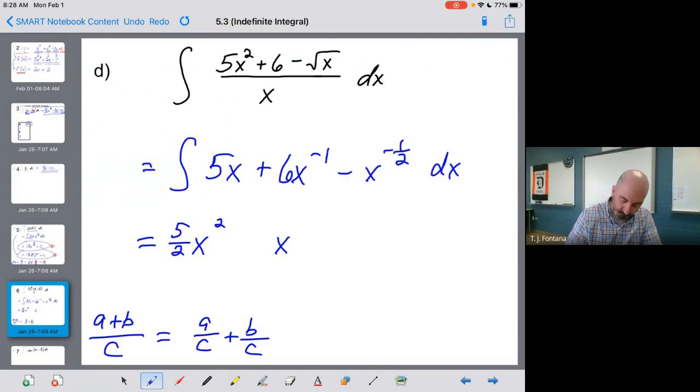1 more than negative 1, Gabe, is 0. So that becomes x to the 0. And that by itself is fine. x to the 0 is 1. And this is how I normally end up with a constant within my answer.